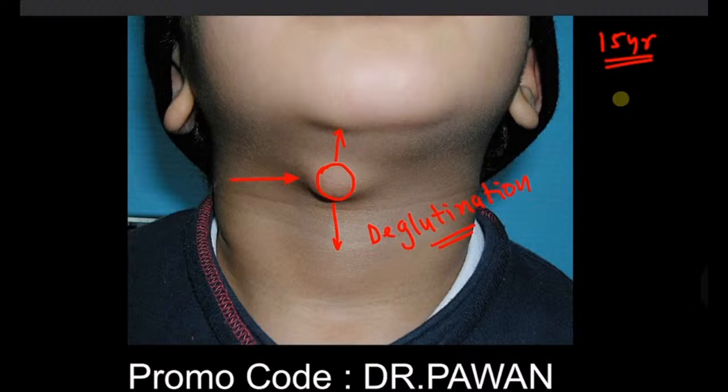So what is the diagnosis, guys? Here you have a child around 15 years of age, coming with a midline swelling that moves up and down with deglutition. What is the diagnosis? Absolutely no doubt, this child is suffering from a thyroglossal cyst.